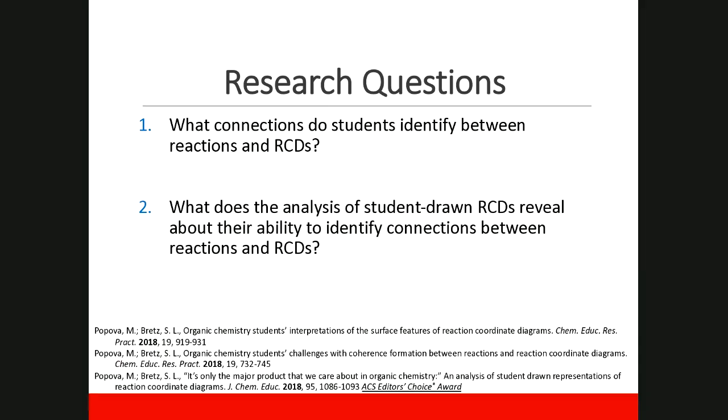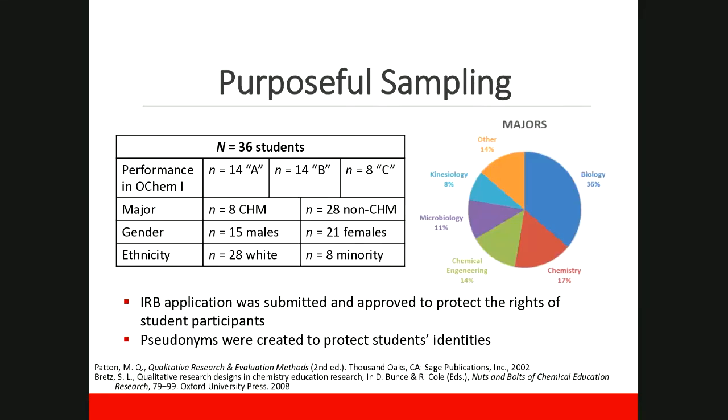So who was our sample? For this study, we interviewed 36 students that were enrolled in Organic Chemistry 2, and we purposefully selected students that showed different performance in Organic Chemistry 1. So we have 14 students that earned A in Organic Chemistry 1, 14 students who earned B, and 8 students who earned C. And in our sample, we had 28 non-majors.